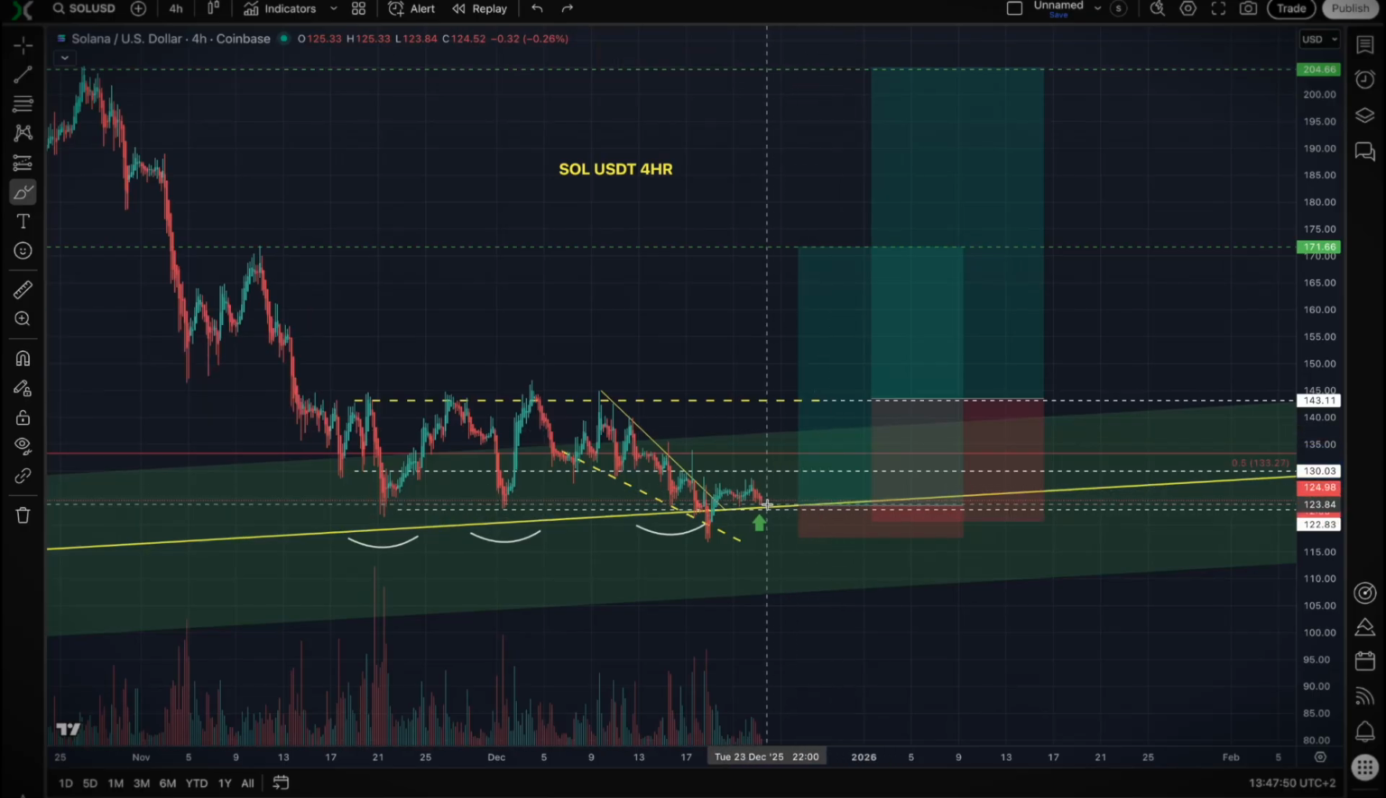But right now, we need to wait to see if we can surpass $130 again, which can then give us a signal where we can enter again flush at this diagonal support, which is essentially around 123. But that is Solana.